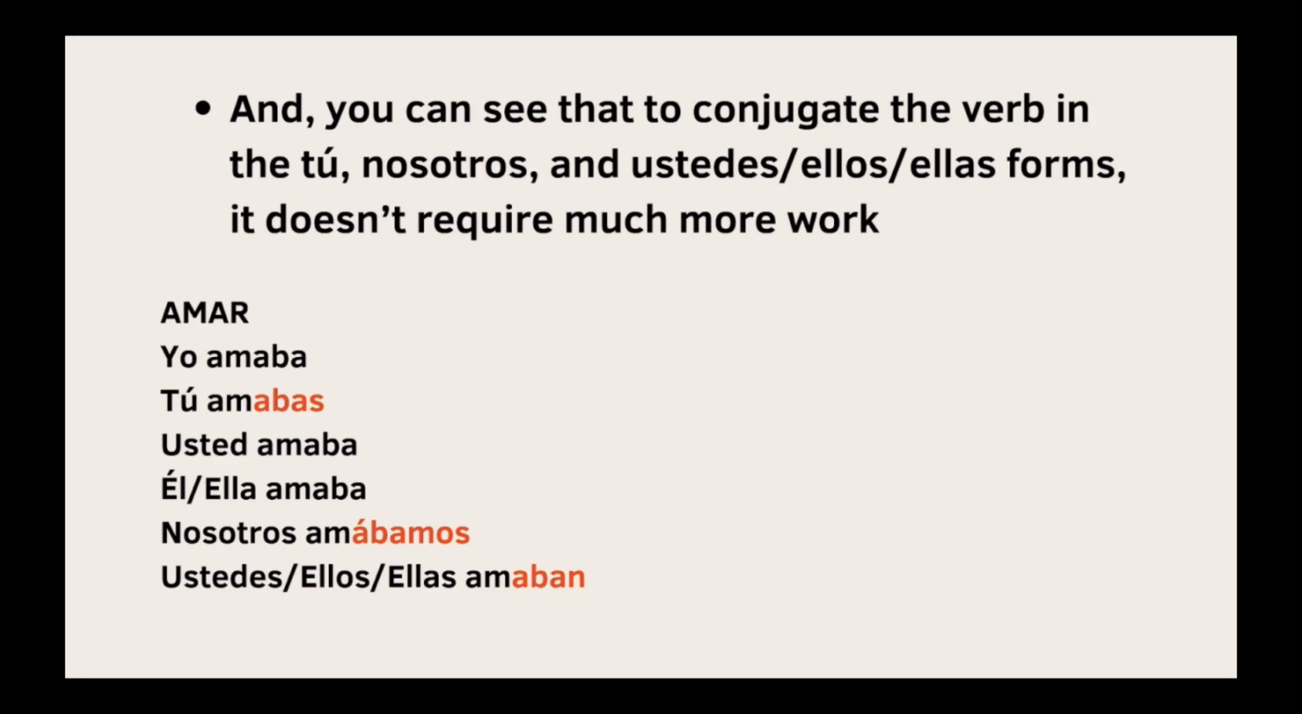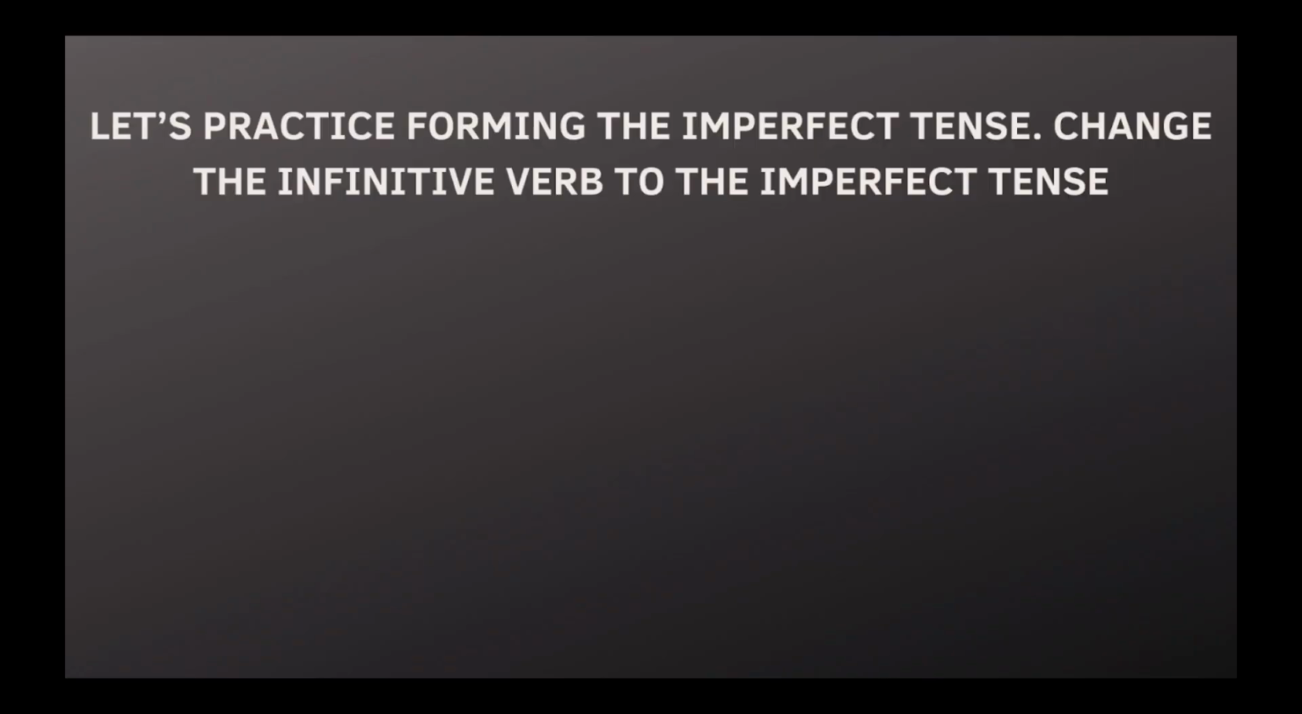Very common for me to hear students say amabamos for these types of verbs, but we have to hit that accent mark on the A. Amábamos. Practice saying that with me. Amábamos, okay? Ustedes, ellos, ellas amaban. So for that plural, we just need to add the N, but we still have that aba in there. Now, let's practice forming the imperfect tense.